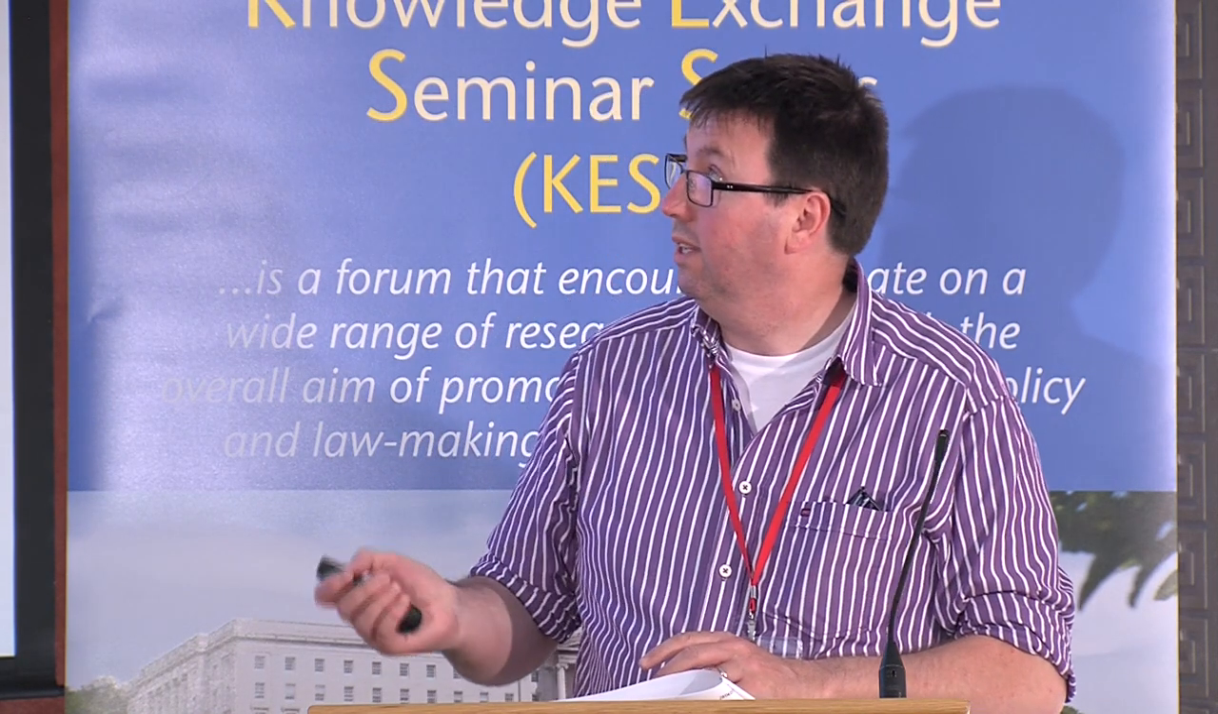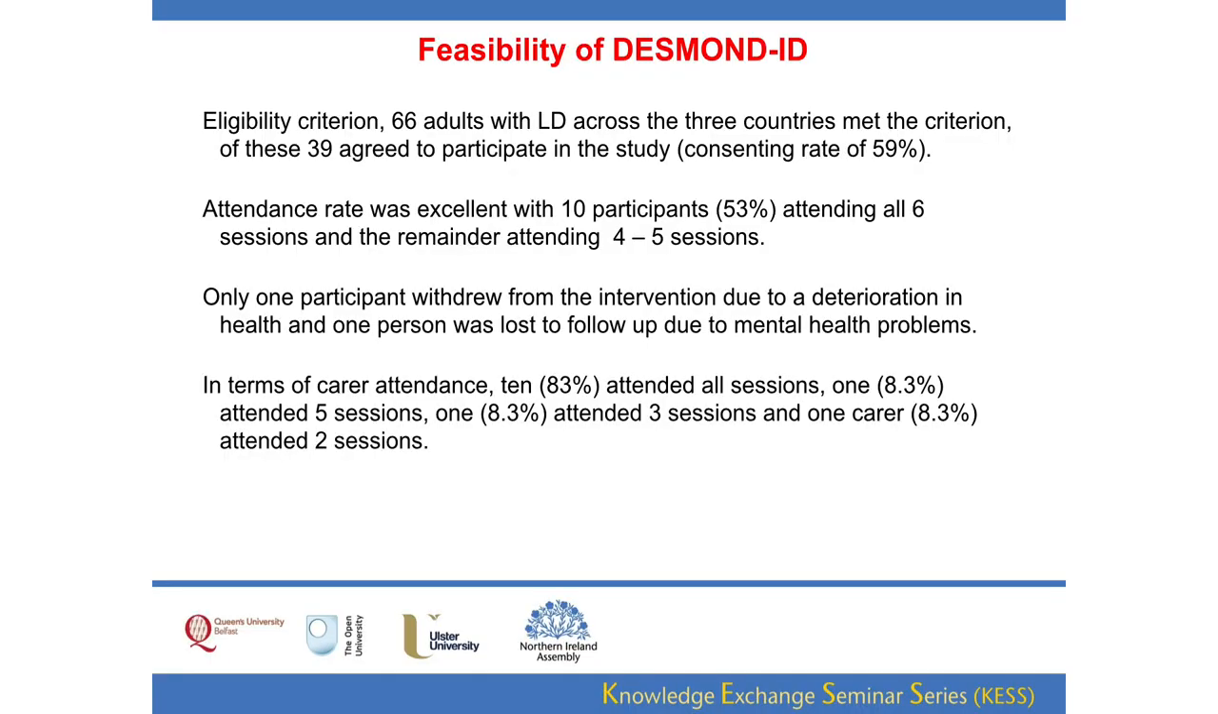We were able to identify 66 adults who met our criterion, and of those 66 adults, 39 agreed to participate in our mini randomised control trial. 20 were randomised to the control group, and 19 were randomised to the intervention group.